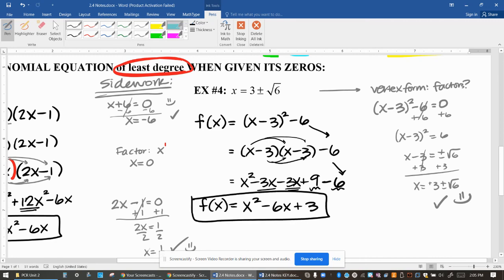If you ever have, let's say, 5 to 10 minutes left over when you're taking a quiz, and you want to know if you did this right, well, this trinomial is not factorable, so you can use the quadratic formula and see if you get the zeros of 3 plus or minus root 6. So when you're done writing out your polynomial, you can solve it and then check to see if it gives you the answer of 3 plus or minus root 6.